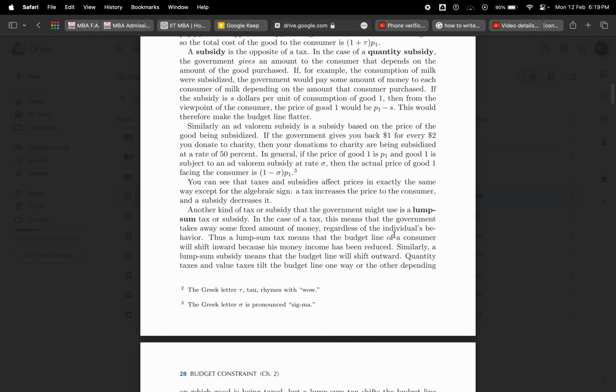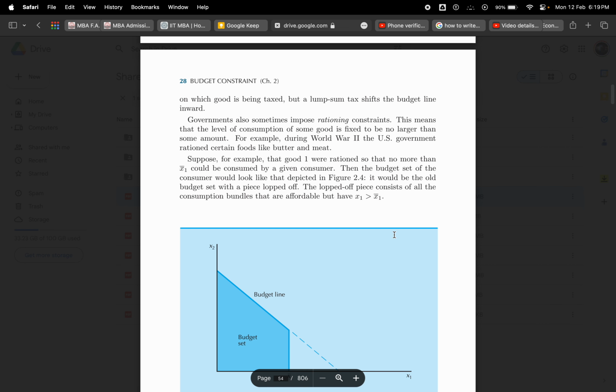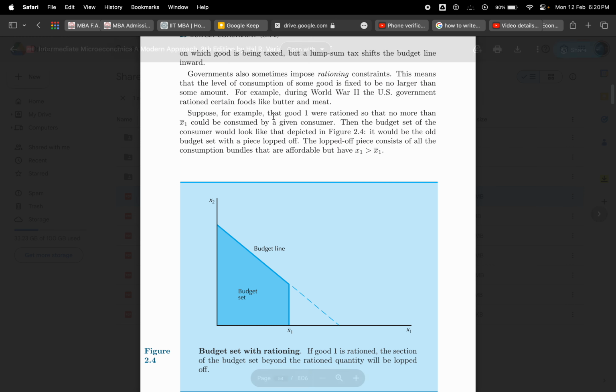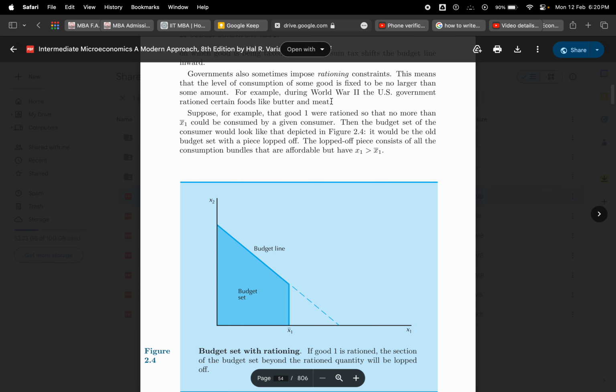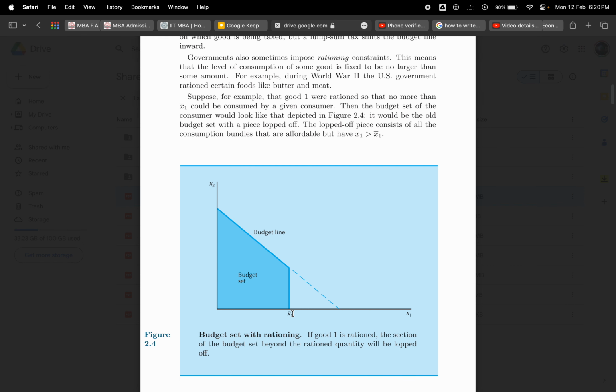So we've seen lump sum tax and subsidy. Let's come on to rationing now. Government also sometimes impose rationing constraints. This means that the level of consumption of a good is fixed to be no larger than some amount. Ration certain foods like butter and meat. Suppose, for example, for good 1, we ration so that no more than X1 could be consumed.